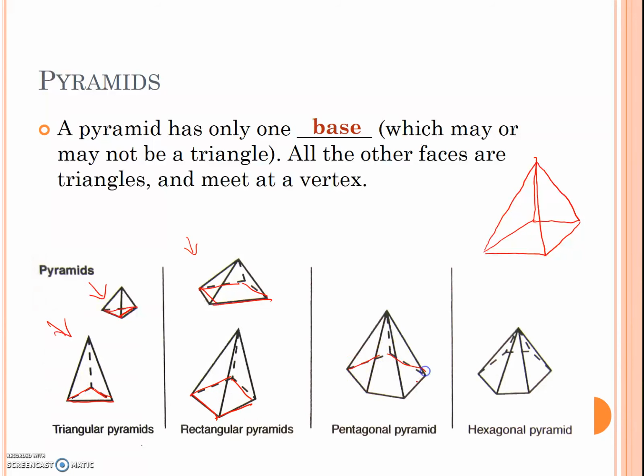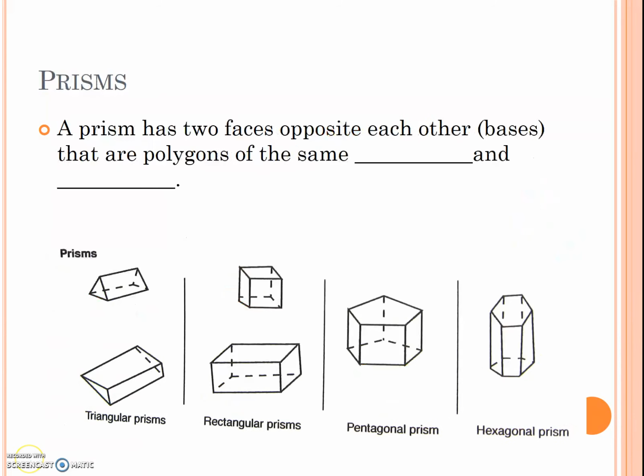This guy is a pentagonal pyramid, there's only one of them, and that's because its base is a pentagon. And then this guy right here is a hexagonal pyramid because its base is a hexagon. Okay, so now we know what pyramids are. We need to talk about prisms.